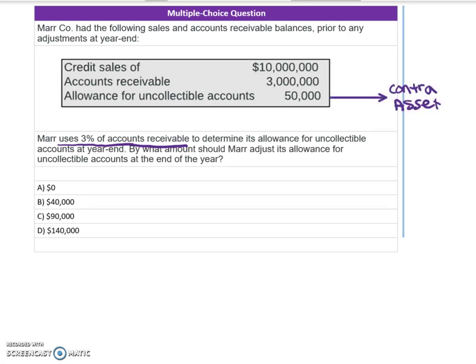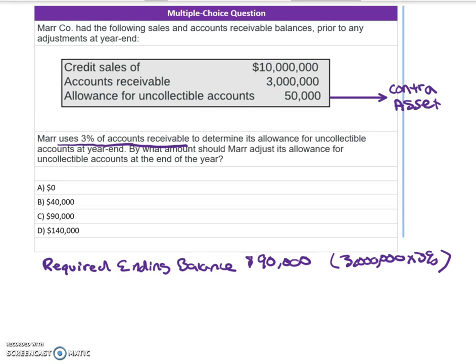Okay, so what we need to determine is we are going to be using 3% of our accounts receivable. And when we are using the accounts receivable method, this computation is not going to be determining our bad debt expense, but rather the required ending balance of our allowance for uncollectibles. We know that our accounts receivable is 3 million. The percent that we think is going to be uncollectible is 3%. So 3% times 3 million is going to be 90,000.